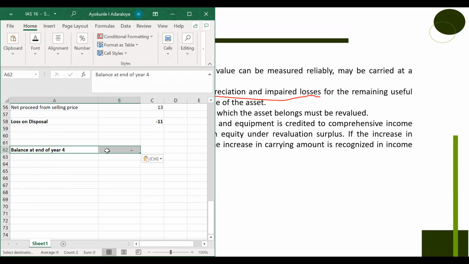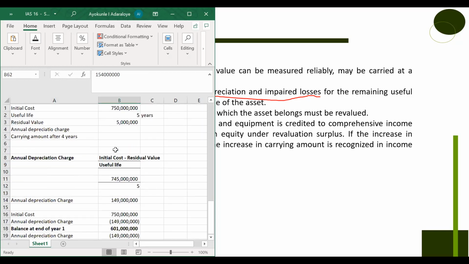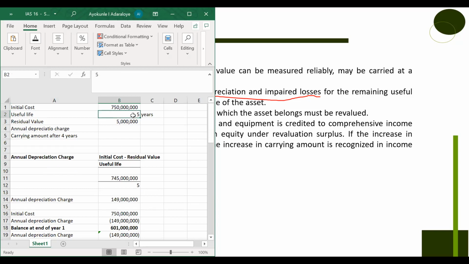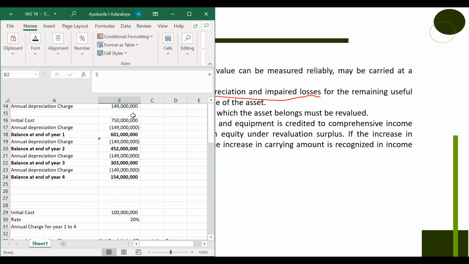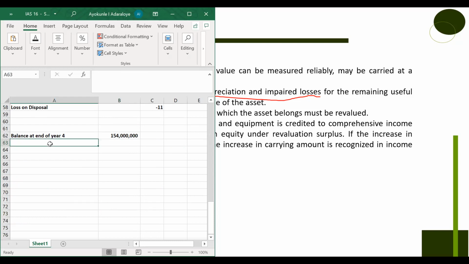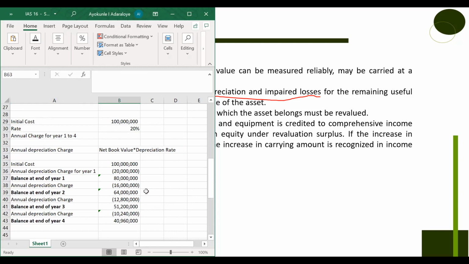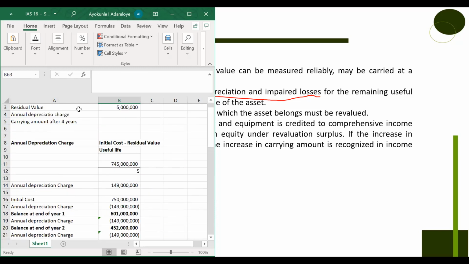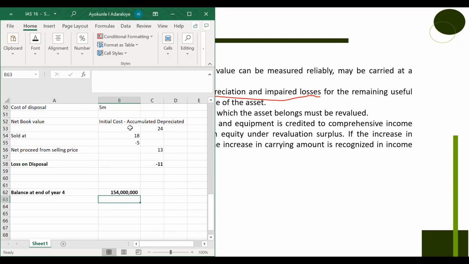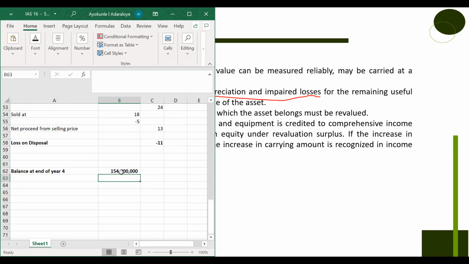Are you with me? Should I continue? Yes, sir. 154 million. This is the value at the end of the year. We are supposed to use the asset for 1 more year, right? During this question, when we're solving this question, the tenor was what? 5 years. You remember, right? We have only 1 more year to use the asset. If you apply 149,000 to this question, it will remain our disposable residual value of what? 5 million naira. If we remove 149 from this, it's only 5 million that will be left.